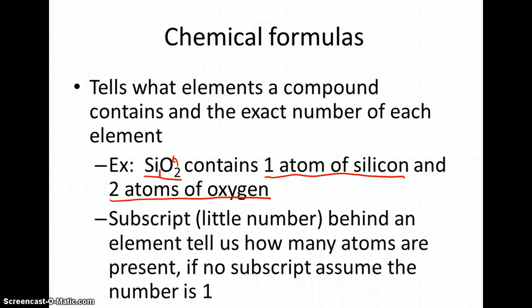A subscript is the little numbers behind an element. In the case of silicon, I added the 1, and the other subscript would be the 2. Those little numbers behind an element tell us how many atoms are present. And just like I wrote the little 1 in, if there is no subscript, assume the number is a 1.